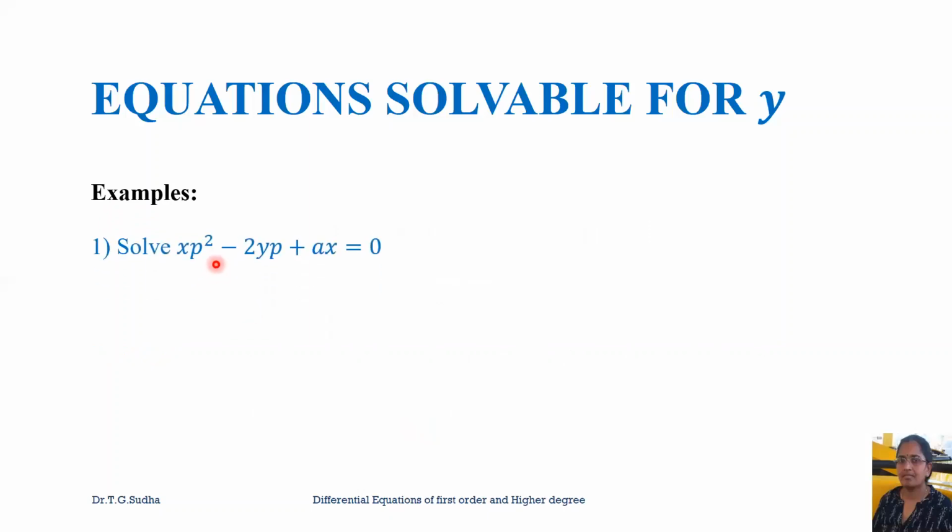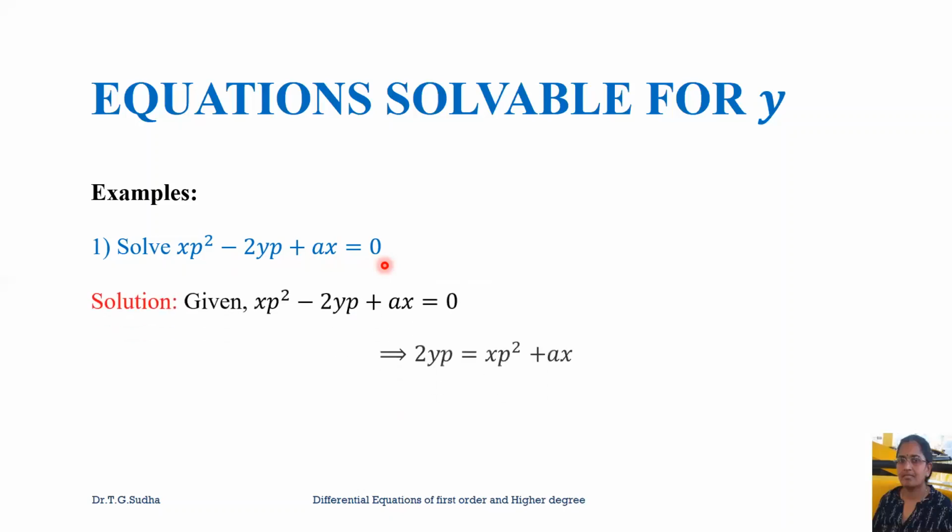Solve xp square minus 2yp plus ax equal to 0. So this is the given equation. Let us shift this 2py to the other side. So we can express this as 2yp is equal to xp square plus ax. And now we can write y is equal to xp square plus ax divided by 2p. So we have expressed y as a function of x and p.